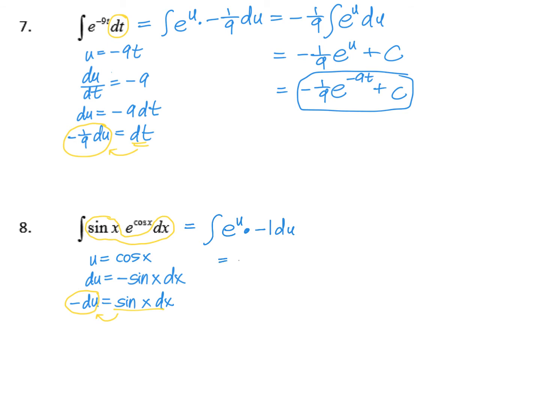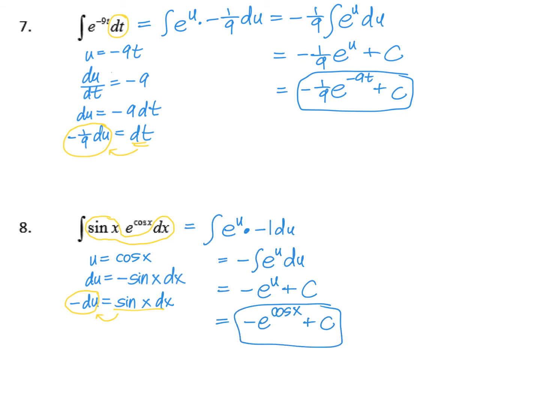All right, so this is negative integral of e to the u du. Well, the integral of e to the u is e to the u. So you have negative e to the u plus c. Then we're going to reverse substitute cosine x back in for u, and this is our answer. Okay, let's go to the next one.